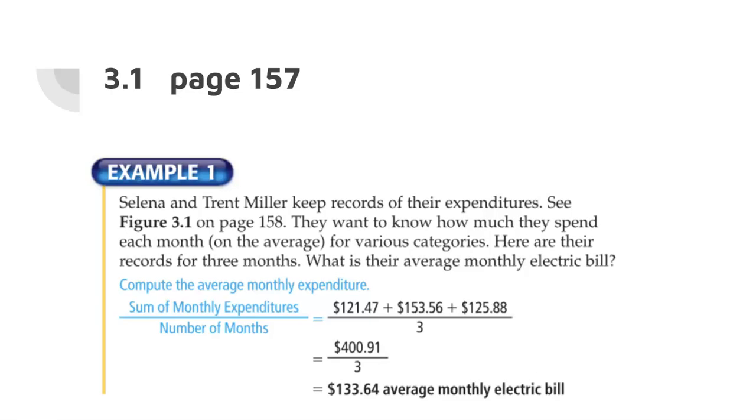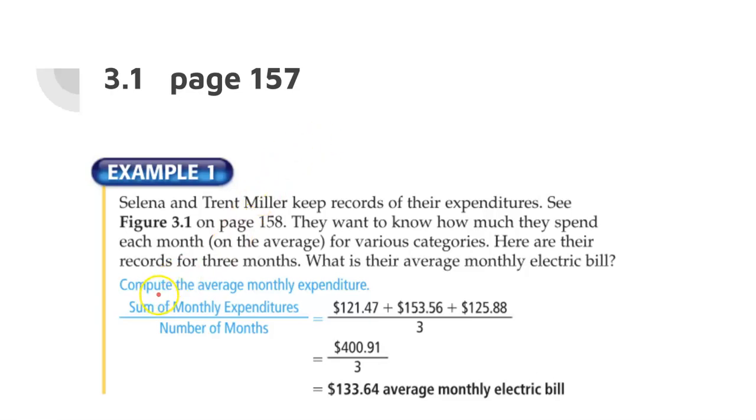So here is an example of the problems you're going to have today. Selena and Trent Miller keep records of their expenditures. They want to know how much they spend each month for various categories. Here are their records for 3 months. What is the average monthly electric bill?